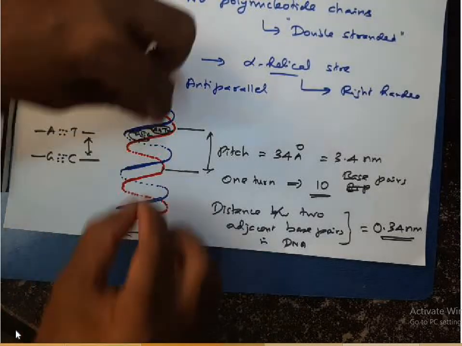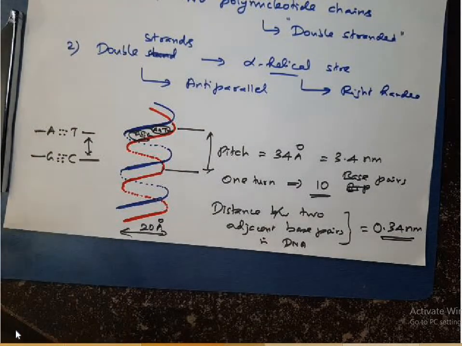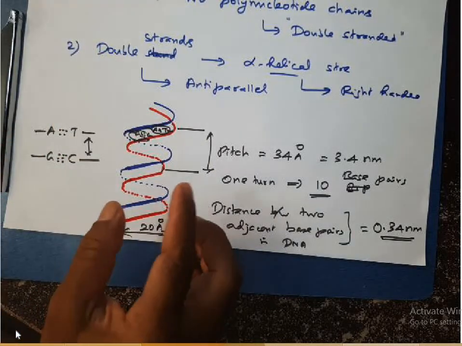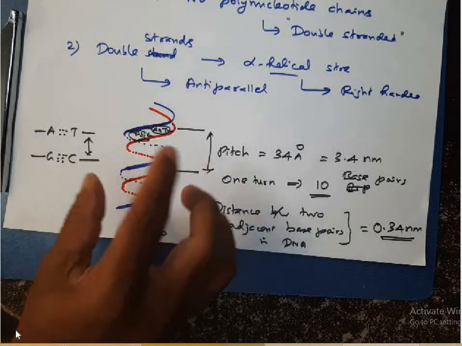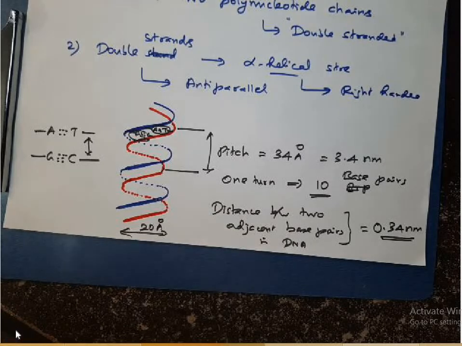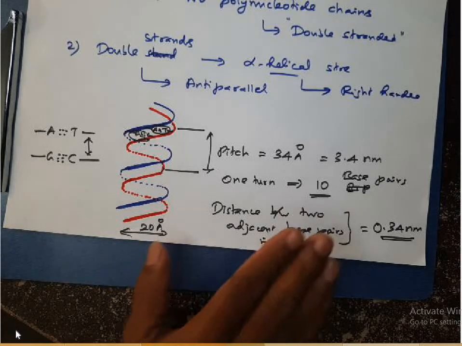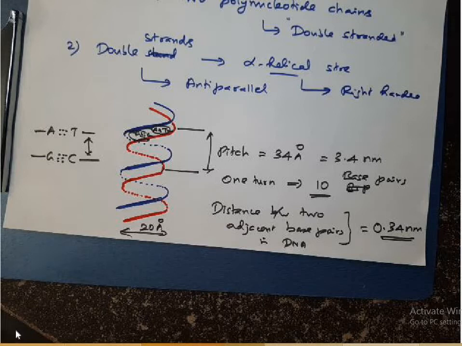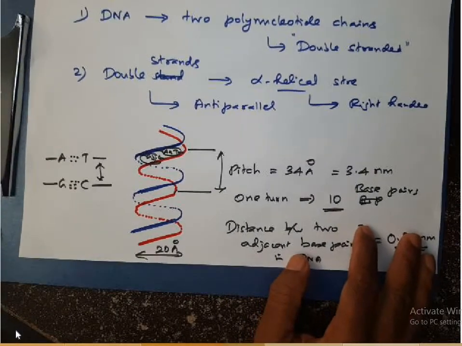But length can be any value. If you move from one DNA to another DNA, this length will differ. But these base pairs and the pitch length are fixed values for any DNA molecule. So keep this in mind, very important. Students, any doubt up to this? Okay, good.